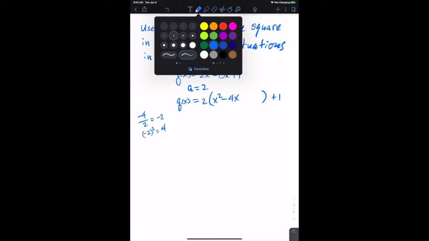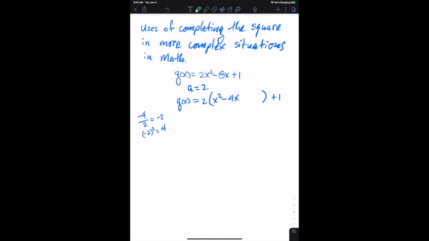Now I'm going to change the color of my pen here to show you that now when I'm adding 4 here, but I'm subtracting 4. So really what I'm doing is I'm adding 0 because 4 minus 4 is 0. But what we're going to do, and I'm going to put a set of purple parentheses in here and show you that that trinomial now is a completed square.